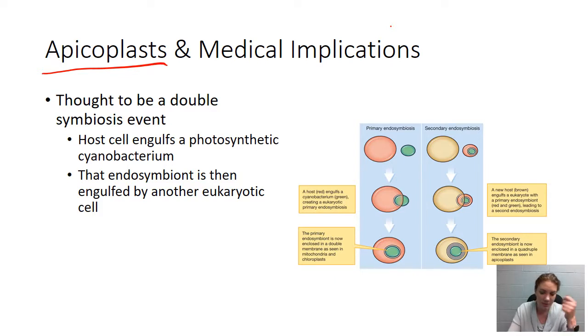And here's what they think happened. So they think basically that a host cell, this big red cell here, engulfed a cyanobacterium. So this creates something kind of like an early plant cell. And then this whole thing got engulfed yet again by a bigger cell. So what we end up with is basically an organelle that has a quadruple membrane layer, 4 layers of membrane around it. And it's got its own genetics. And it's unique to this apicoplast family that includes malaria parasites.